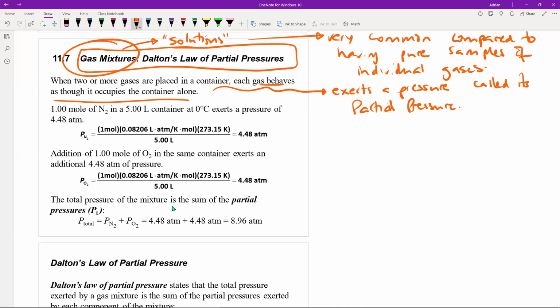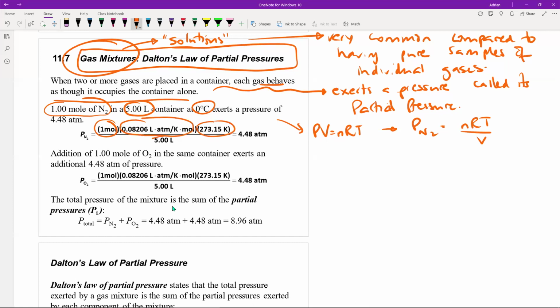So for example, you have 1 mole of a gas like nitrogen in a 5-liter container at 0 degrees Celsius. We can use PV equals nRT and solve for the pressure of the N2. That'll be equal to nRT over V. So we substitute our moles, our gas constant, times the temperature divided by the volume, and we see that it's 4.48 atmospheres.